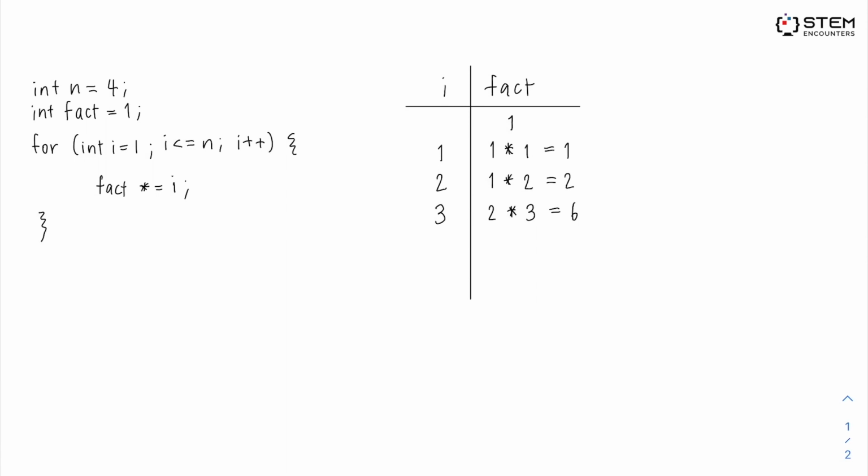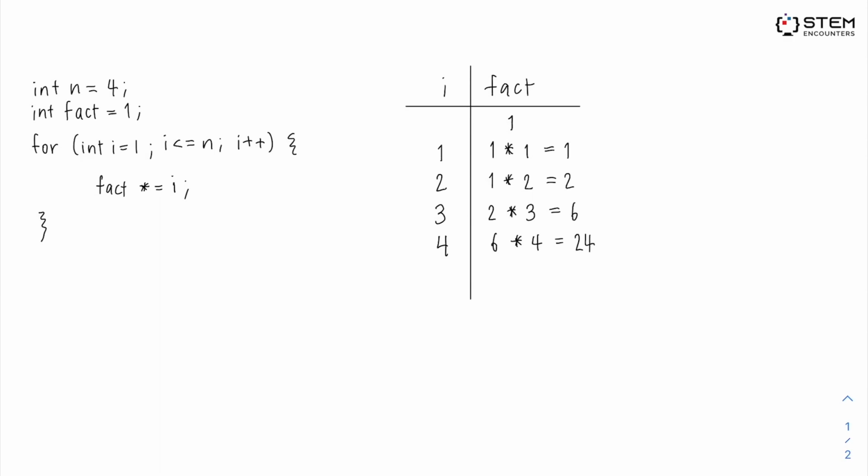And then again, I goes up to make I 4, and we look at the condition, and I is still less than or equal to 4. 4 is equal to 4. And so we go back into the loop with I equals 4. Fact equals itself times I, which is 24.